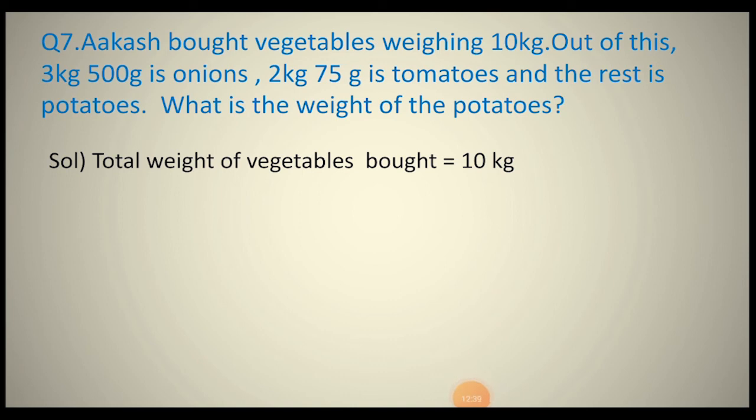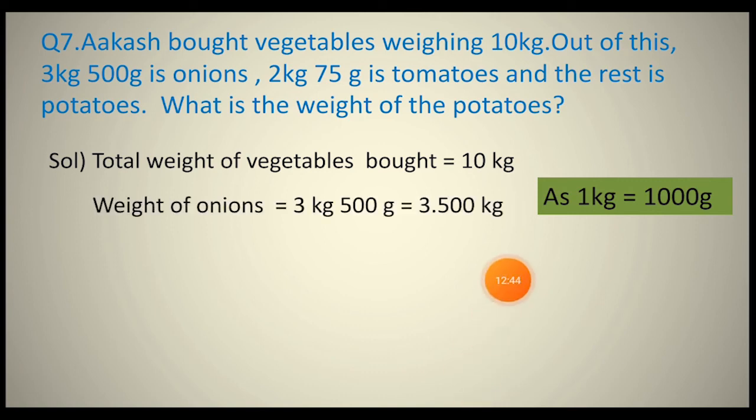So the total weight of vegetables bought is equal to 10 kg, and as we know, you can see the questions are given in two different units, that is kg and gram. So we must know this relation, that 1 kg is equal to 1000 grams. So using this relation we'll convert everything into a single unit. Here the weight of onion is equal to 3 kg 500 grams. Using this relation of 1 kg equal to 1000 gram, we will bring it in terms of kg. So 3.500 kg we have got.